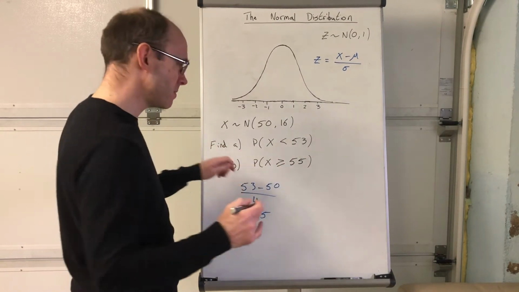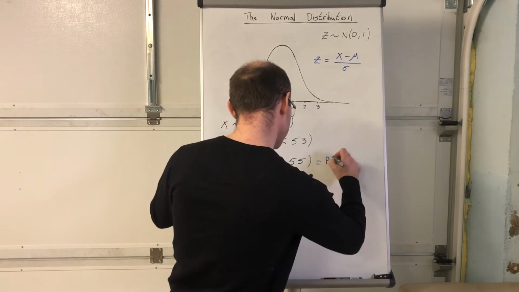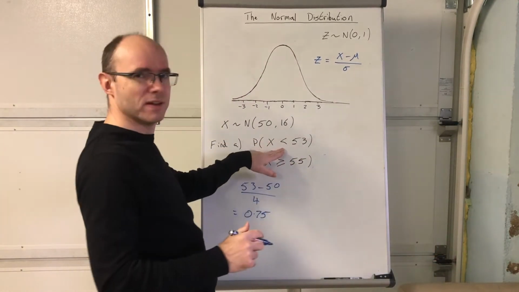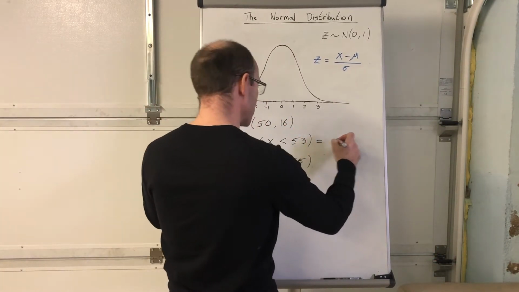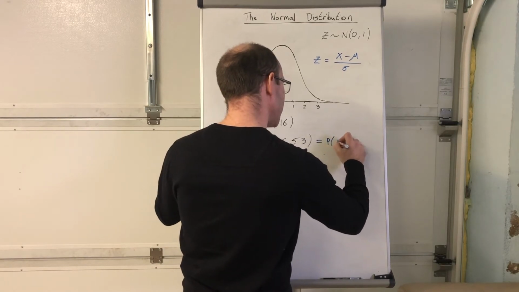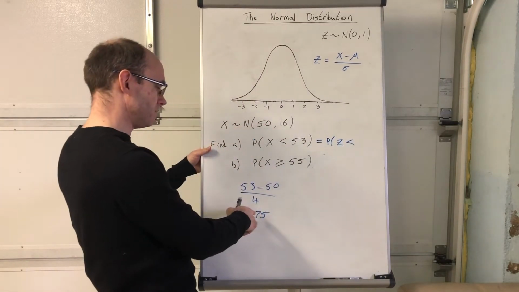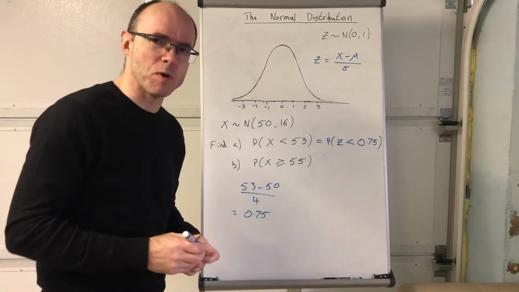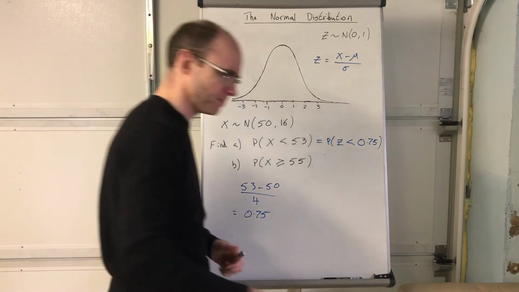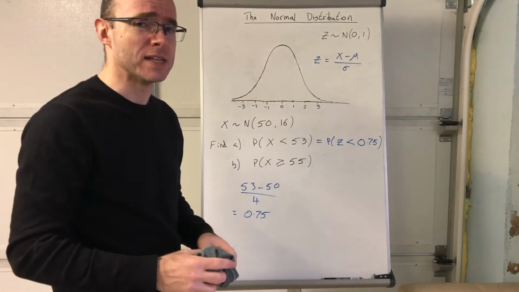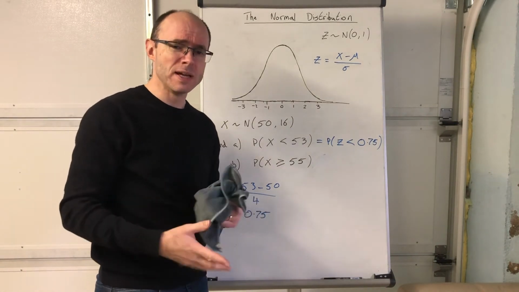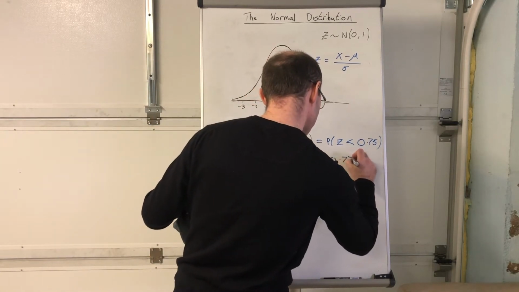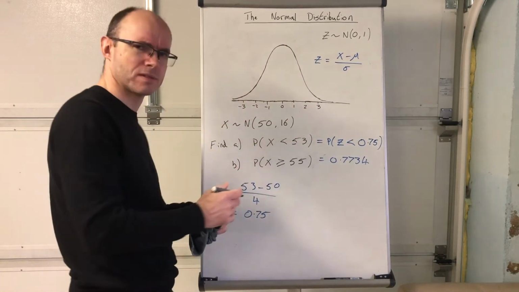So this one, on part A, is actually the same as the probability that z is less than 0.75. That's what we're going to work out. All we do is look up our tables and see what that is. I've written them down in front of me. 0.7734. Sorry for the messiness of the presentation.